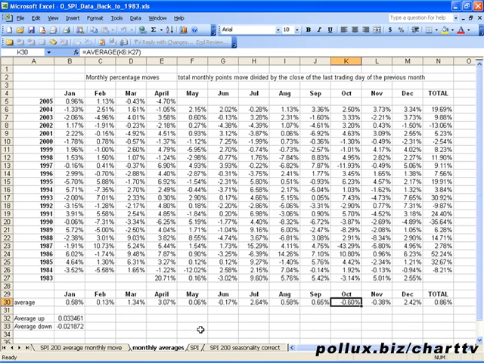Now, this sort of research, you can go and grab the OHLC data and do yourself, and hopefully it might provide some useful insights for you.